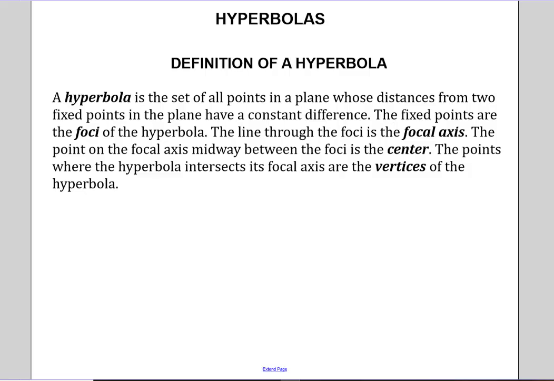A hyperbola is the set of all the points in a plane that have a distance from two focal points where that distance is the difference between the 2 points. The fixed points are the foci of the hyperbola. And the line through the foci is again called the focal axis. Any point on the focal axis that's midway between the foci would be the center of the hyperbola. And the points where the hyperbola intersects its focal axis will be the vertices of the hyperbola.